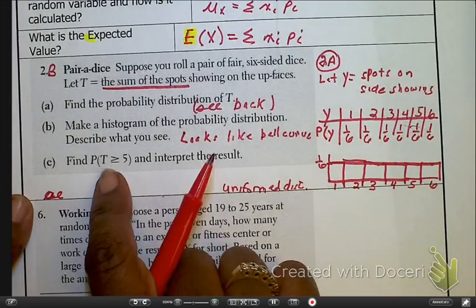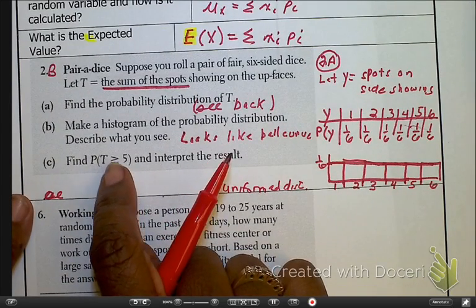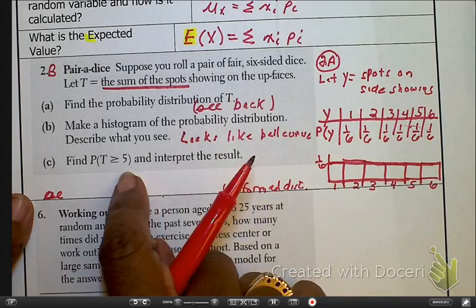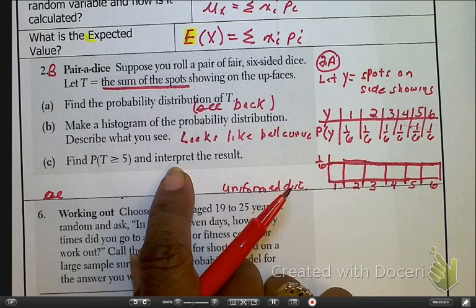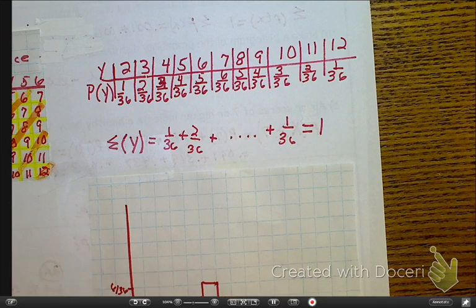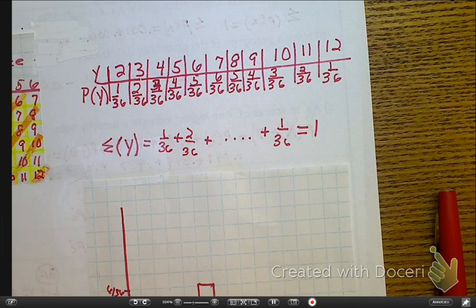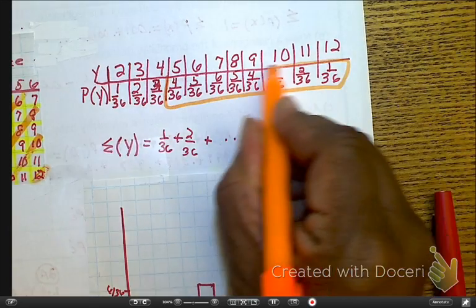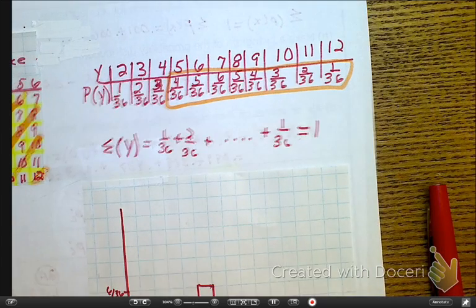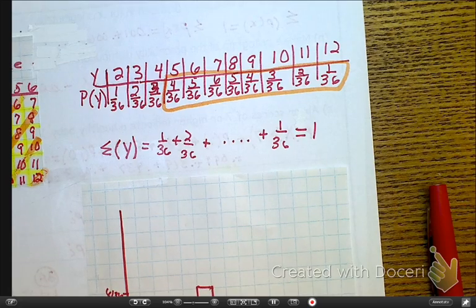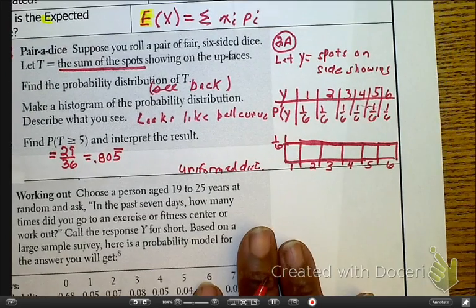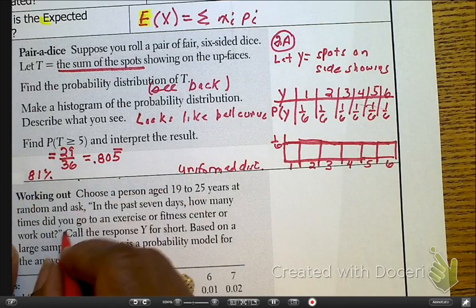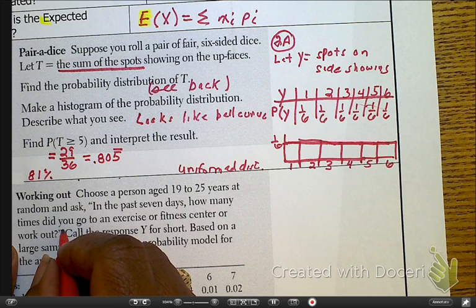Next, when I want to find the probability of the total sum that's face up being greater than 5, and I want to interpret. As I look at the probability that it's going to be 5 or greater, I'm looking at all of these here. Then all I've got to do is add them up together. So my interpretation is that approximately 81% of the time, I'm going to get a value that's greater than or equal to 5.